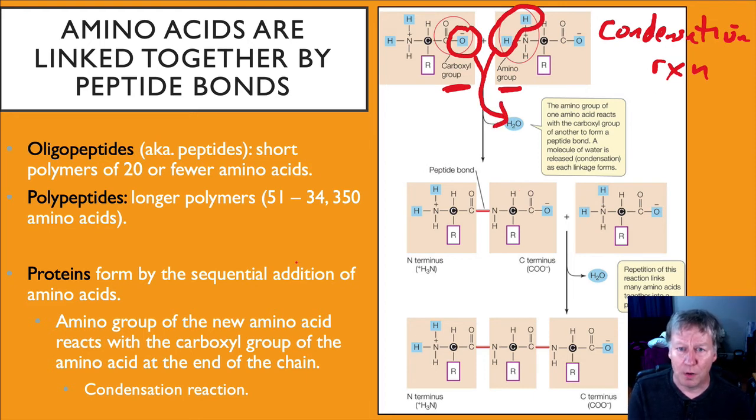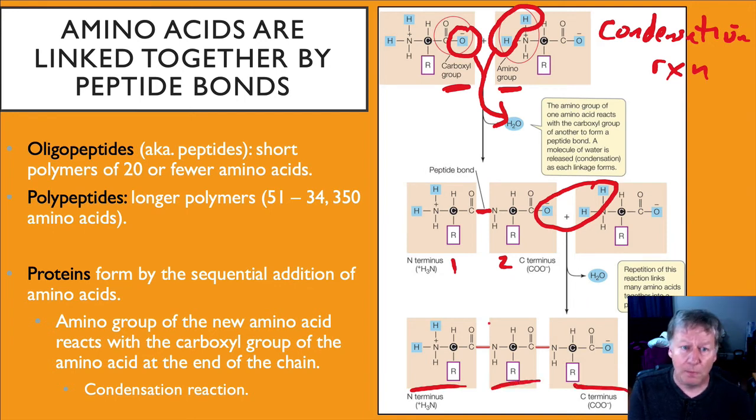Water is being formed. And after the water breaks off, my carbon from the carboxyl group and my nitrogen from the amino group will form the peptide bond. And now these two amino acids, number 1 and number 2, are joined together in a chain. And I can continue doing this repeatedly, creating a long chain of amino acids.